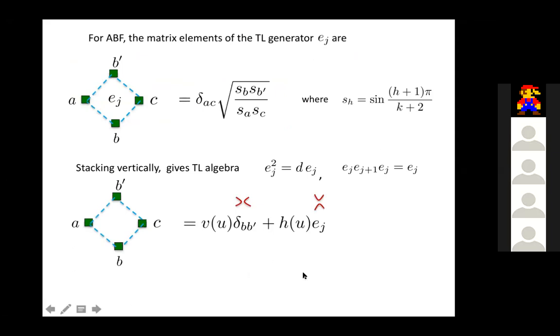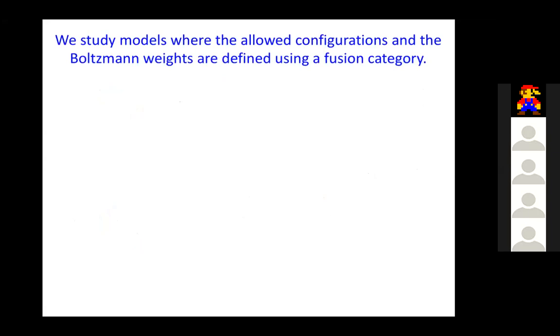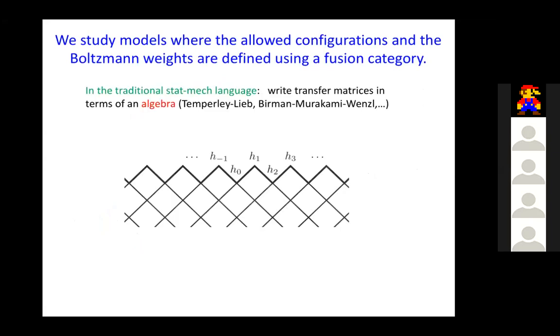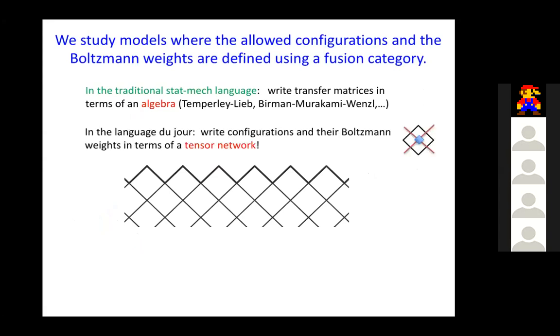And then if you wanted to do the same sort of pictures I drew before, you would get something like that. Or I should say the dual pictures, and you can get Hamiltonians out of it too. All right, so finally I can get to what good this is. We study a wide class of models where you define them using a fusion category, and I just flashed a few examples there. And the traditional stat-mech languages, like I say, use these algebras.